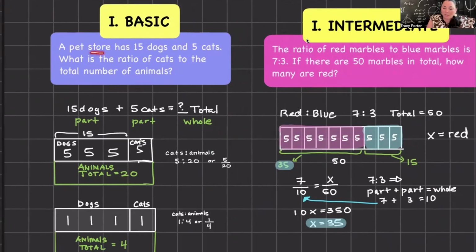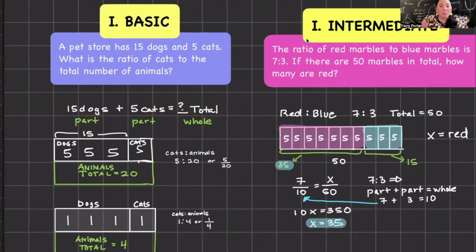It says that you have a pet store that has 15 dogs and 5 cats. In the end, we want to know the ratio of cats to the total. So cats to the total. I just put total over here, so that's going to represent my whole. And then the dogs and the cats will each be one of the parts. So you have a part, and a whole.